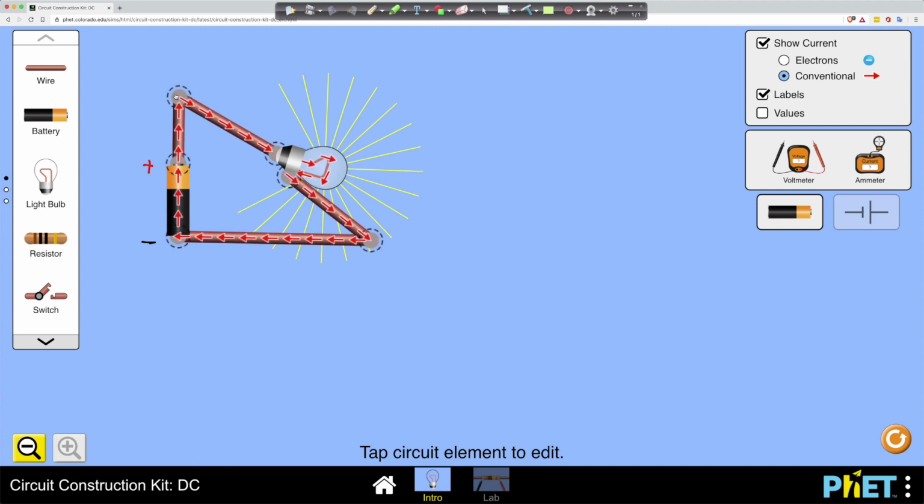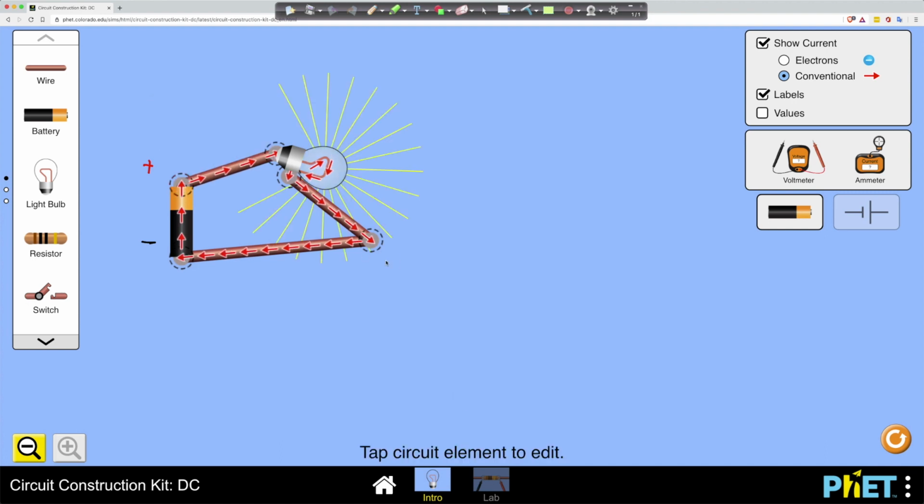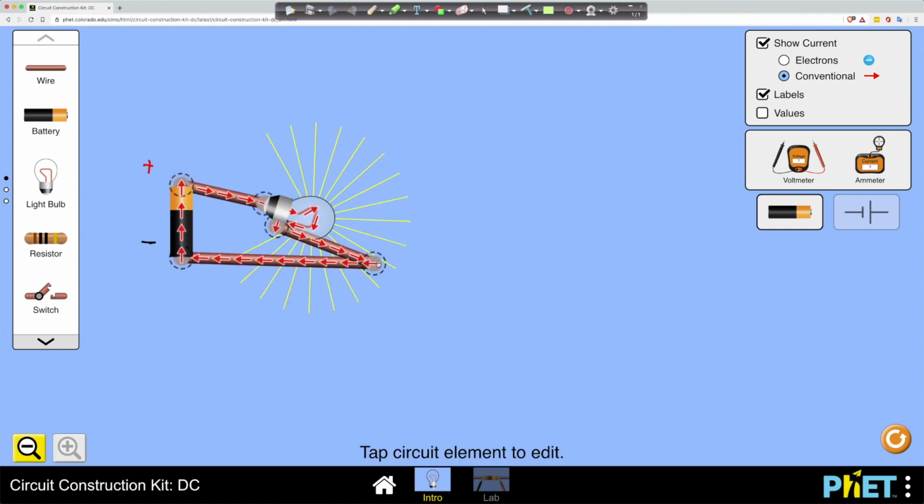And actually, I'm going to do one more modification. I'm going to get rid of that wire. I'll just draw it like this, because then I'm going to add another battery here. All right, so right now, we have a flow of electricity, and our flow of electricity is in this direction. But this is a flow of imaginary positive charge. This is the conventional way of looking at it.